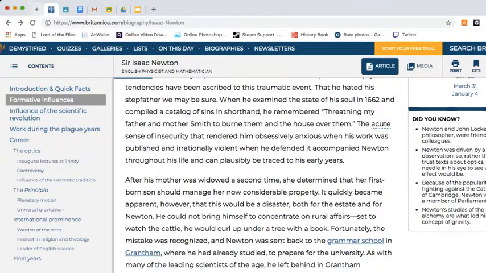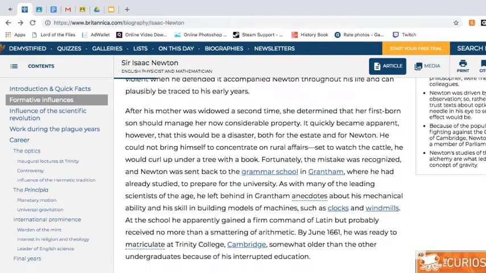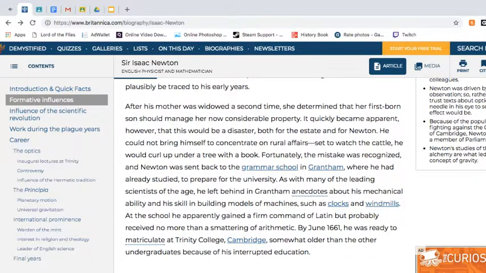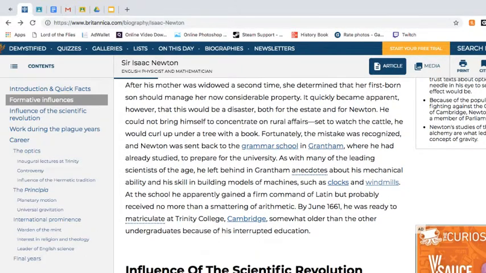After his mother was widowed a second time, she determined that her firstborn son should manage her now considerable property. It quickly became apparent, however, that this would be a disaster, both for the estate and for Newton. He could not bring himself to concentrate on rural affairs. Set to watch the cattle, he would curl up under a tree with a book. Fortunately, the mistake was recognized, and Newton was sent back to the grammar school in Grantham, where he had already studied, to prepare for the university.